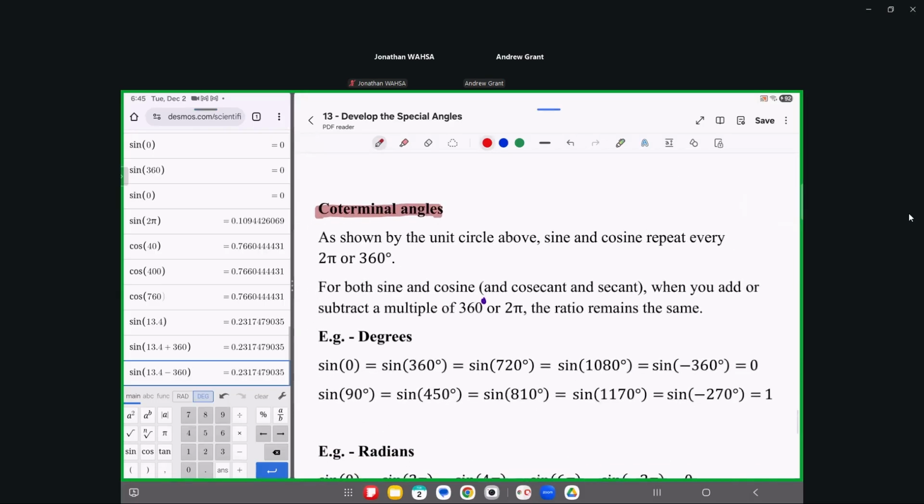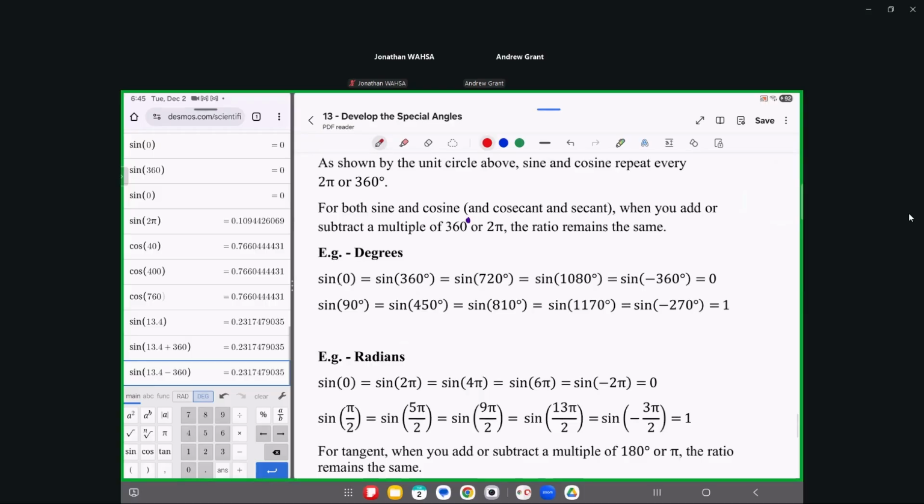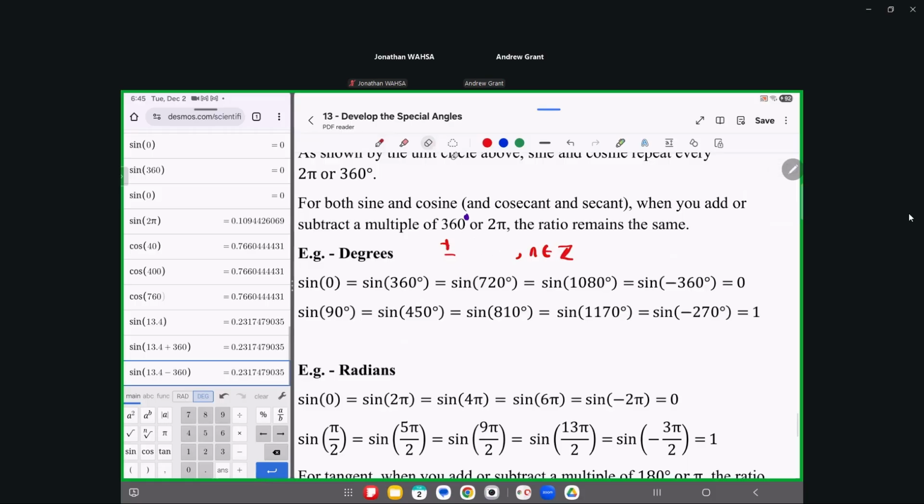And so this section I call the coterminal angles, where some examples I gave you were sine of 0 is equal to sine of 360 equal to sine of 720, and so forth. So you could plus or minus multiples of 360 degrees. The way we describe that is we say plus or minus 360n, where n is an integer. That means numbers like 1, 2, 3, as well as 0, -1, -2.